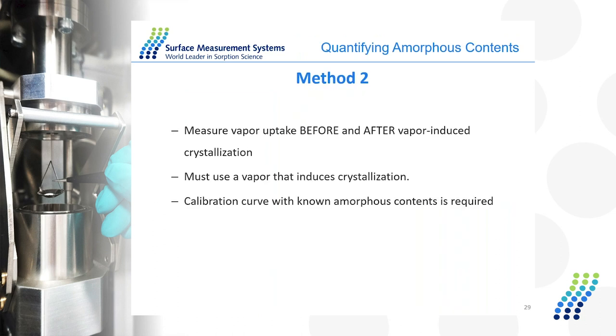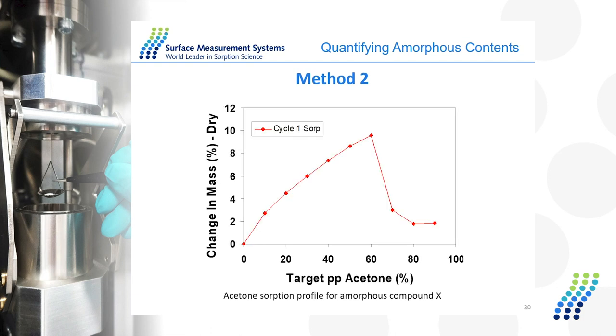This method is based on the fact that the material will squeeze out any sorbed molecules during the crystallization step. So we measure the vapor uptake before and after the crystallization, and the difference gives the amorphous content of the material. To start, we first need to find a vapor that will induce the crystallization. In this case, we find acetone will induce crystallization at 60% RH, and the amorphous content will become the crystalline state.